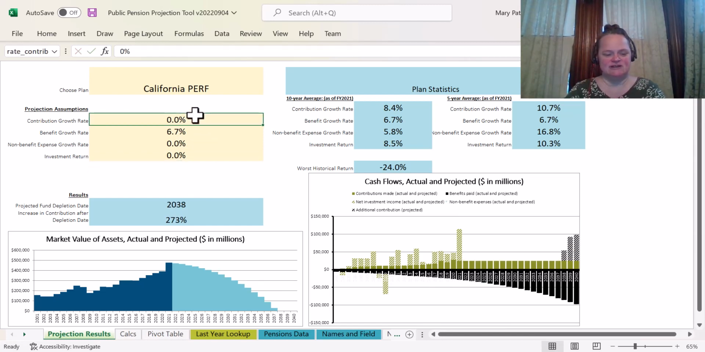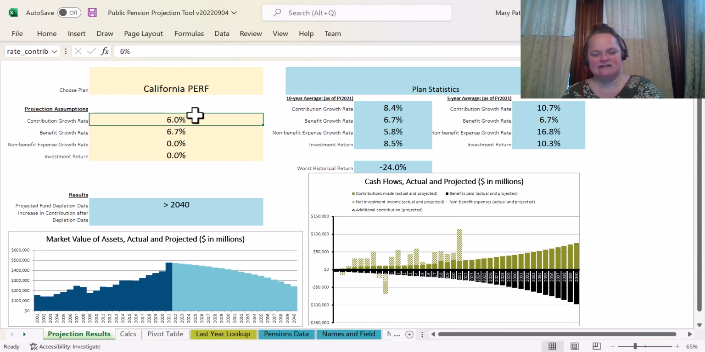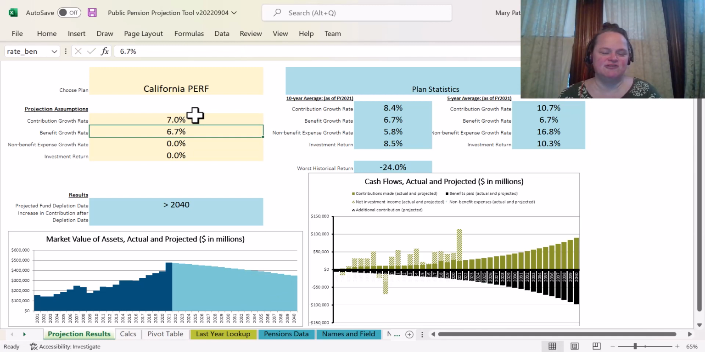I can change the contribution growth rate. That obviously will help things, and I can boost that up. Let's just say there's no investment return, and I can keep boosting up the contribution growth rate to cover what I need. Obviously, if the contribution growth rate is high enough, that's going to cover things.